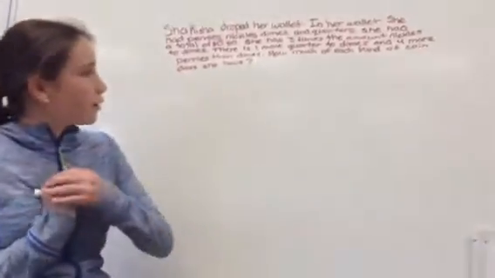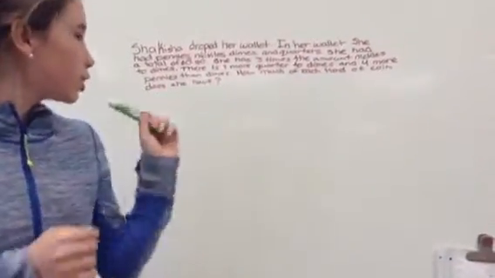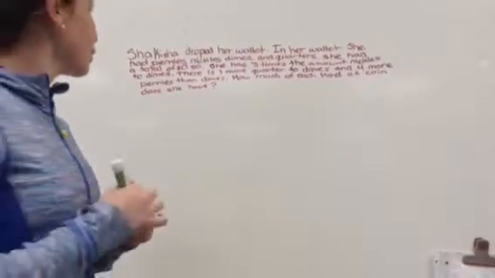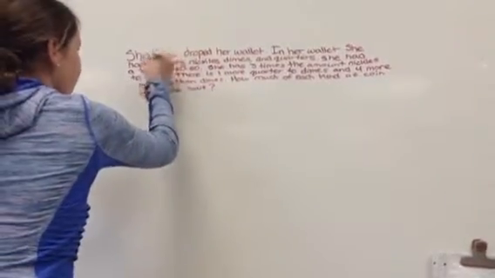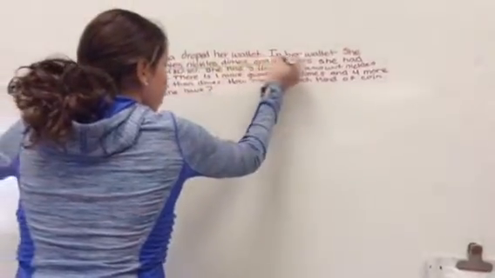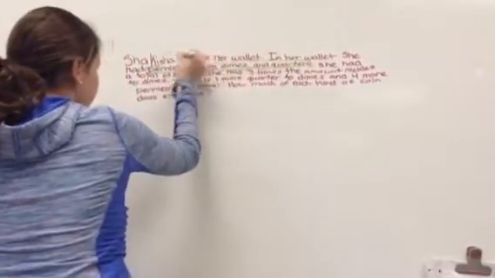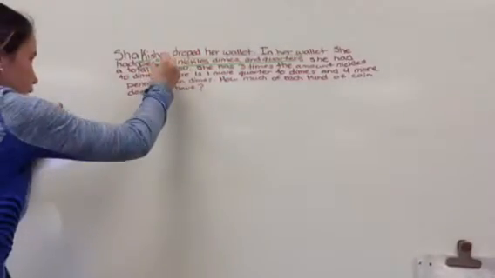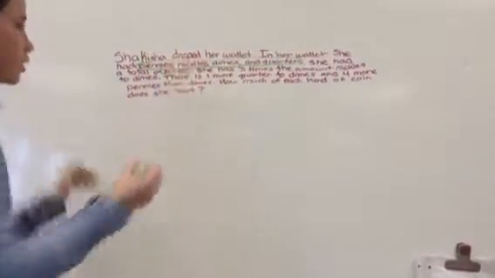We're going to do a 4-coin question. First, I'm going to highlight all the important information in the question. So, Shakisha dropped her wallet. In her wallet, she had pennies, nickels, dimes, and quarters, which is important information because that's the kind of coin she has. She had a total of 80 cents. That's important because that's how much money she had.